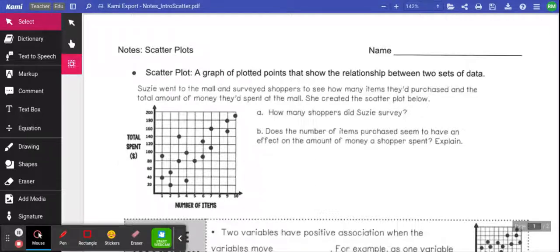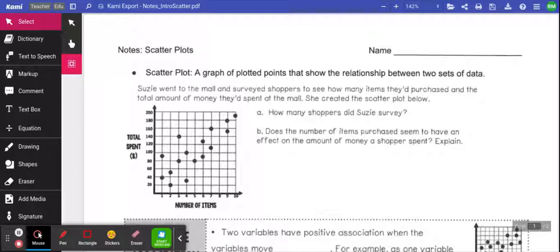Okay, so what is a scatter plot? A scatter plot is a graph of plotted points that shows a relationship between two sets of data. So here is a picture, an example of what a scatter plot looks like.